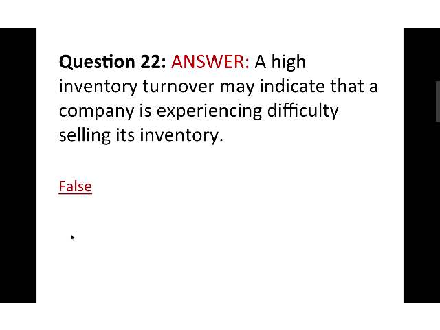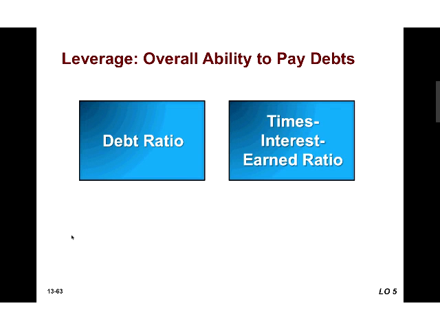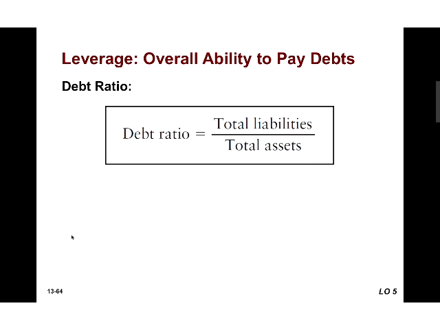We have another group of ratios: overall ability to pay debts. There are 2 of these, the debt ratio and the times interest earned ratio. Now, the first one, the debt ratio, is total liabilities divided by total assets. This indicates the percentage of our total assets financed with debt.